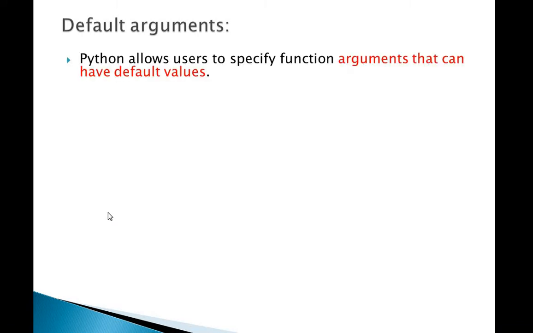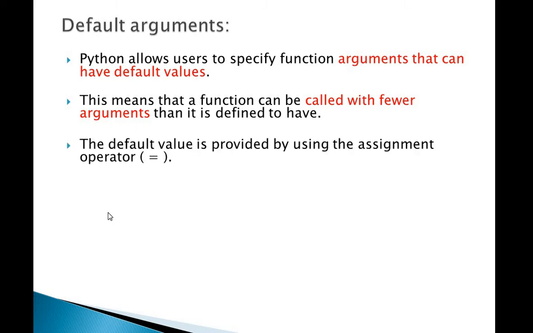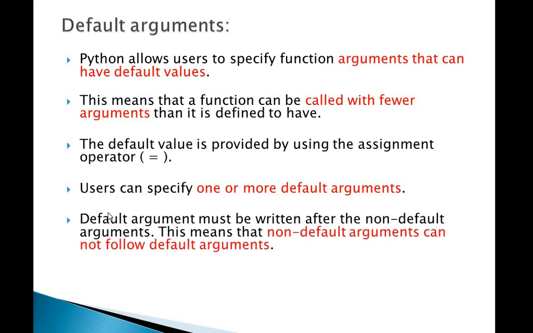Python allows users to specify function arguments that can have default values. This means a function can be called with fewer arguments than it is defined to have. In a call, you can pass less number of arguments as compared with the function definition. The default value is provided by using the assignment operator equal to. Users can specify one or more default arguments.